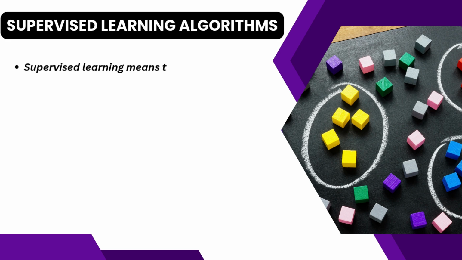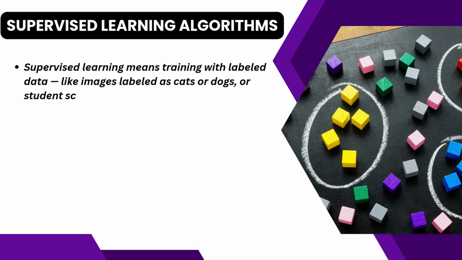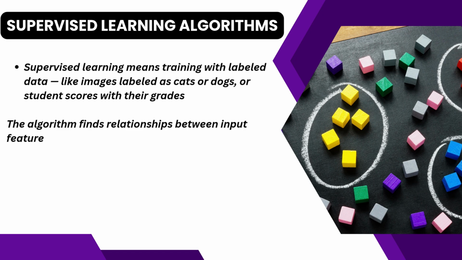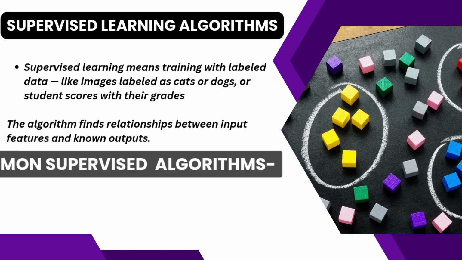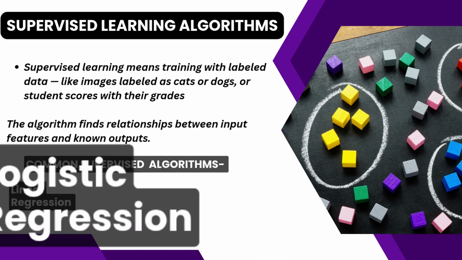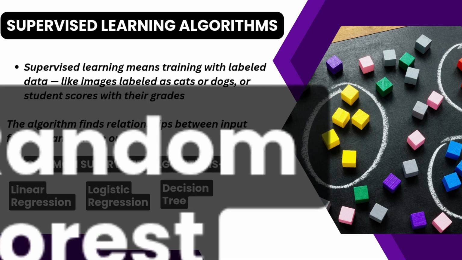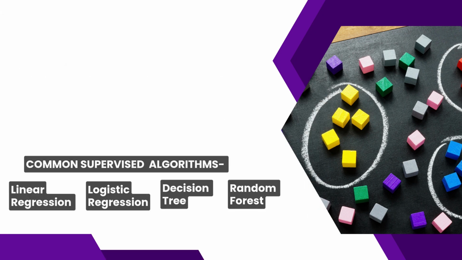Supervised learning means training with labeled data, like images labeled as cats or dogs, or student scores with their grades. The algorithm finds relationships between input features and known outputs. Common supervised algorithms are linear regression, logistic regression, decision tree, and random forest.